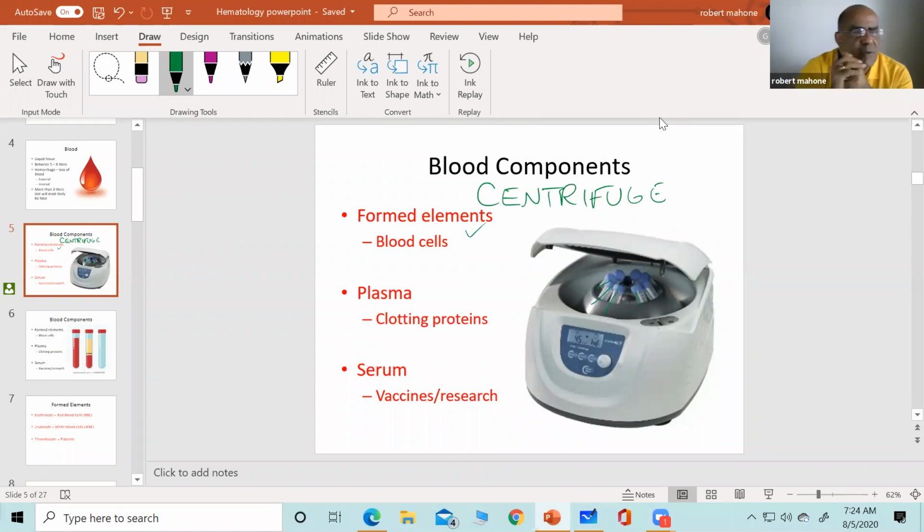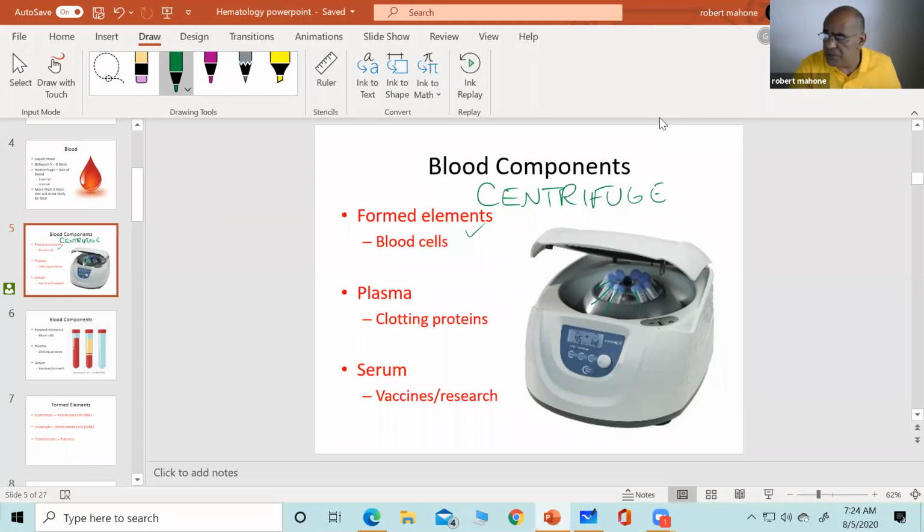Has anybody ever been to an amusement park and you get on that one ride, the one where you get inside this little barrel looking thing and you stand back against the wall and it starts spinning real fast and the floor drops and you're stuck to the wall? That's centrifugal force. Heavy things get pulled to the outside.